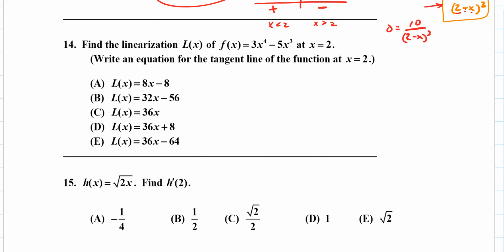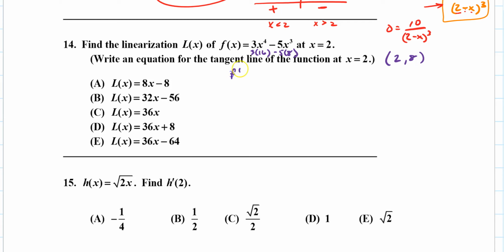14. Find the linearization of that function at x equals 2, which means write the equation of the tangent line for the function at x equals 2. So we know from experience that if we want the equation, we're going to have to have a point. So it's going to be the point at 2, comma, 3 times 16 minus 5 times 8. 48 minus 40, so the point I'm dealing with is (2, 8).